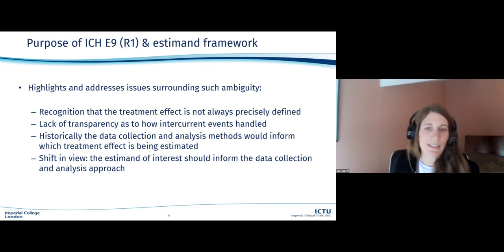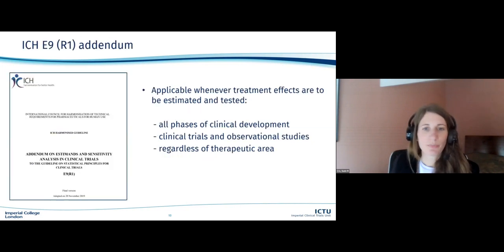Now, historically, the data collection and analysis method would inform which treatment effect is being estimated in a trial. But the addendum reflects a shift in the view towards how exactly what you want to find out, which is the estimand of interest, should inform the data collection and your analysis approach. So by following the estimand framework that's set out in the addendum, we can design our trials so that they address both useful and clear questions.